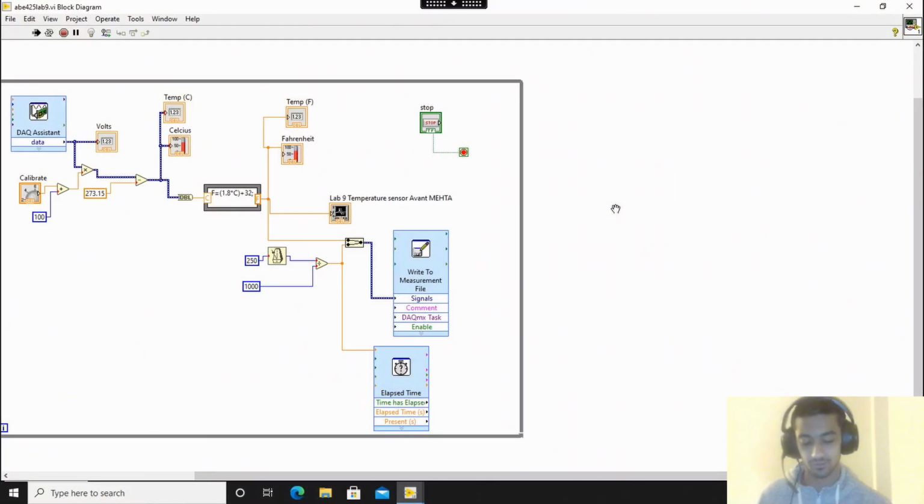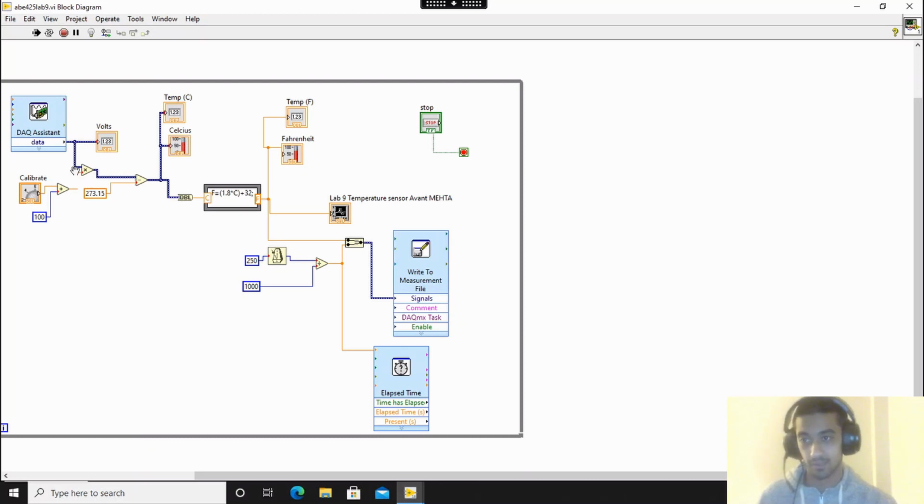So let's get into the block diagram, which is the back end of what happens in LabView. Over here on the top left we have the DAQ assistant. Over here we have the calibration. There's a constant of 100 over here, which gets added to the calibration knob value, which goes from -1 till +1. And that means that when it gets added together, the range is actually 99 till 101.